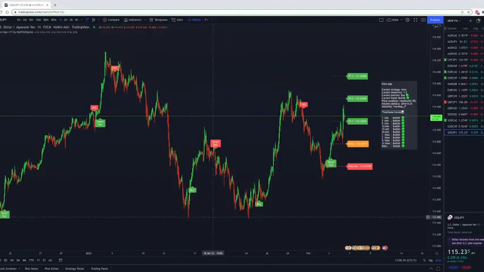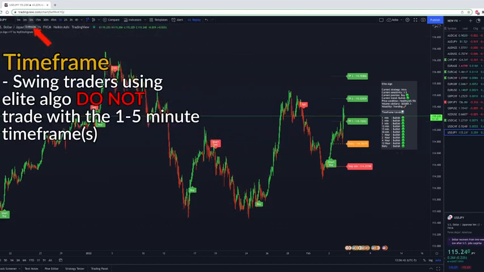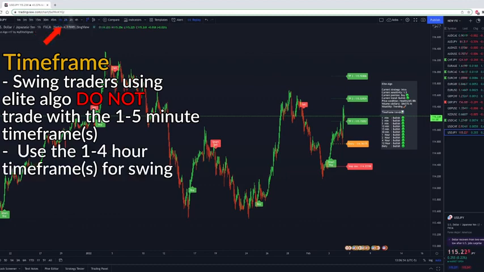Now, the first thing you guys need to do is make sure that you are on the right time frame to swing trade. You do not want to be swing trading on the 1 minute, 3 minute, 5 minute time frames. Those time frames are strictly just too fast, so you're not going to be able to do swing trading properly on those. Instead, you're going to want to be using the 1 hour, 2 hour, 3 hour, or 4 hour time frame. My personal favorites are the 1 hour and the 4 hour, so I usually stick to those. But you guys can experiment there and see which one you like best.